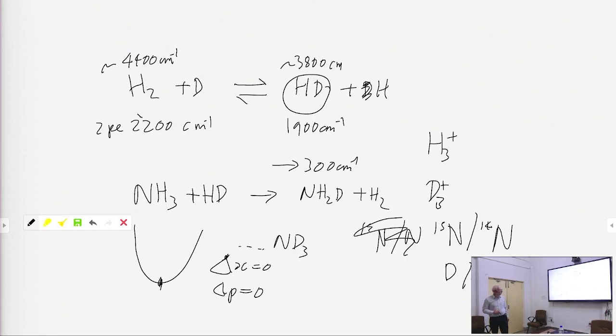And we know that the uncertainty principle says that delta x, delta p must be bigger than h-bar upon 2. And that gives you directly the zero-point energy.